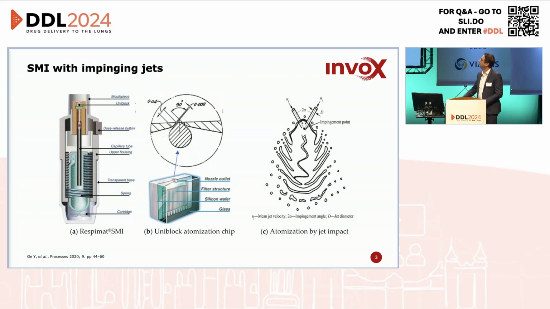So, first of all, the most well-known of all soft mist inhalers is the Respimat. It works with a pump chamber. When you press the button, the spring creates a pressure, normally 250 bar, and pushes the fluid through the nozzle, creating two very small but very fast jets. They impinge, and during this collision, the kinetic energy is used to overcome surface tension and create droplets.